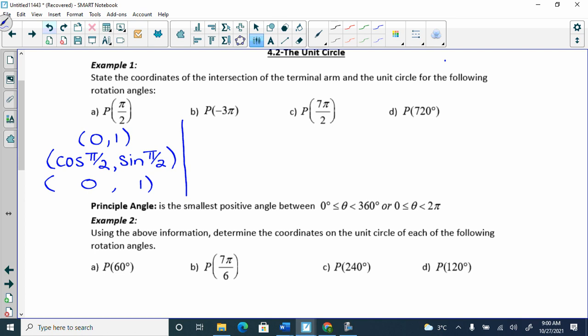Okay. So negative 3 pi. We want to see it on the unit circle. Is negative 3 pi directly on the unit circle in front of your face? No. But we can find its coterminal, that is.